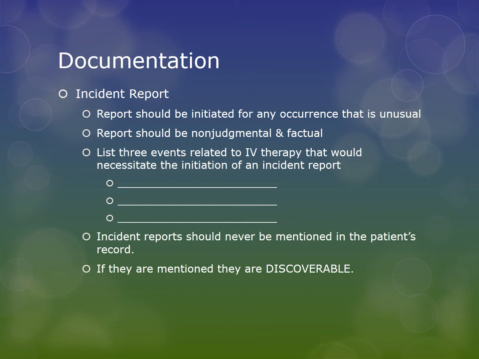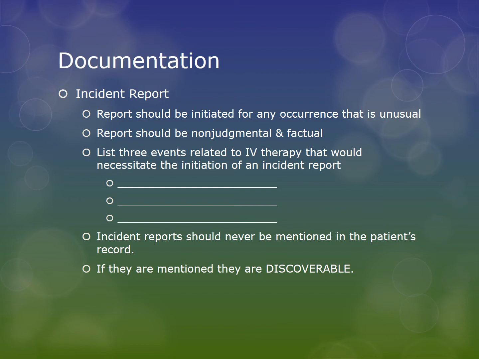Another big issue we talked about in documentation is an incident report. Incident reports should be initiated for any occurrence that is unusual. And remember, that can certainly be a patient occurrence, but it can also be something untoward that happened with a family member or a visitor or even a fellow staff member. So incident reports are initiated for any type of unusual occurrence. The report should be non-judgmental and factual, meaning just the facts. Stick to the objective stuff, not what you think happened. Only put in that report what you can observe.